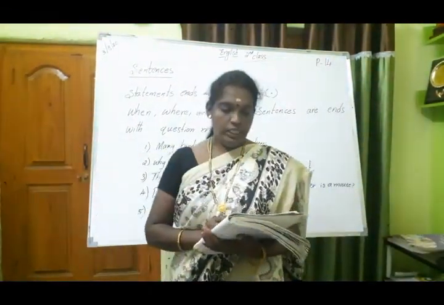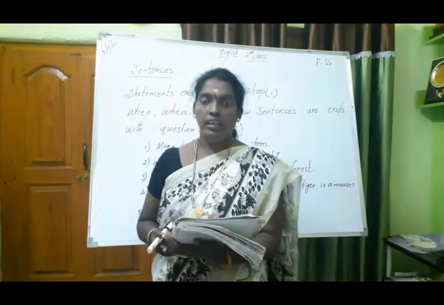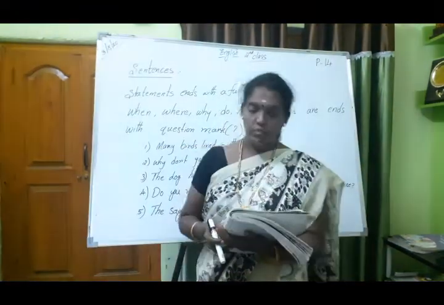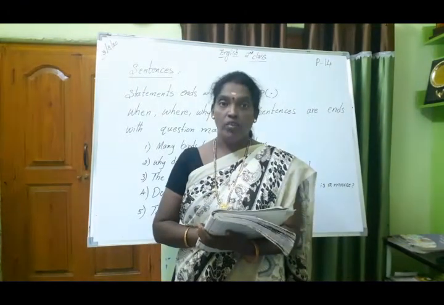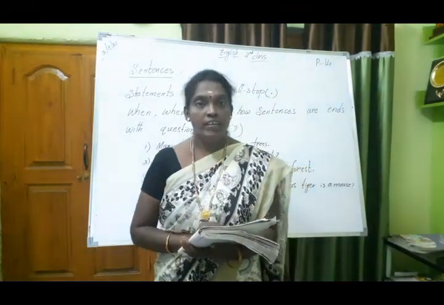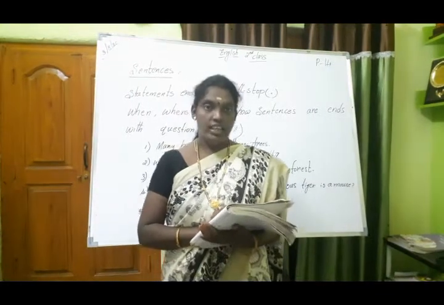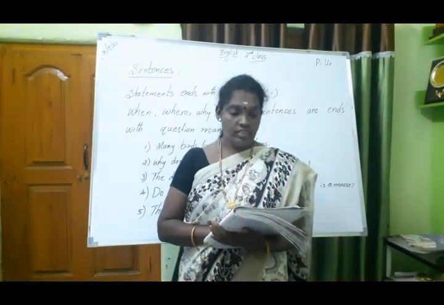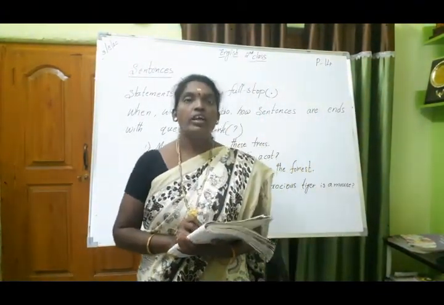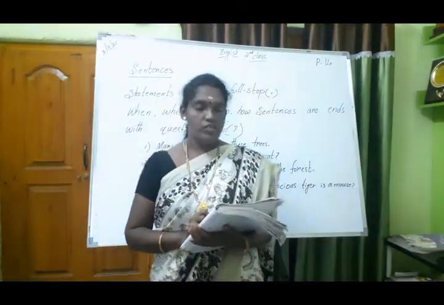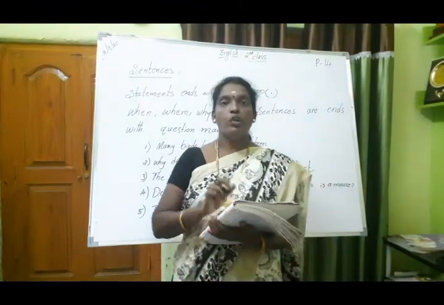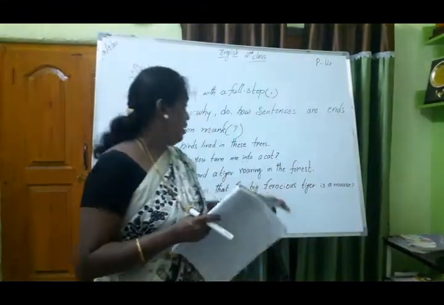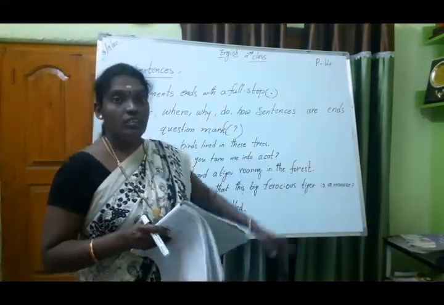The second one, see children. Why don't you turn me into a cat? The starting word is why. In this sentence the starting word is what, children? Why. So the sentence will end with what? Question mark. Very good, children. This sentence will end with a question mark. Put the question mark for the second one. See here. Okay, children?